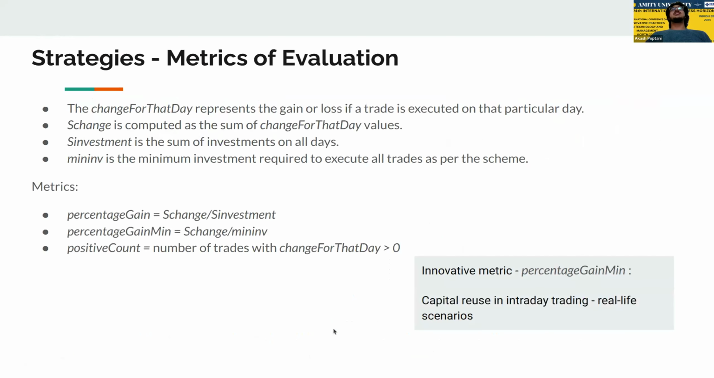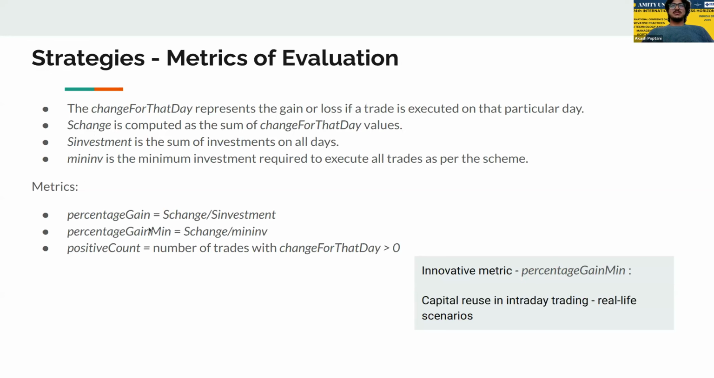for the further analysis. The second stage of the analysis is where I have formulated a few strategies. And for the strategies, I have involved 3 major metrics. This was calculated for 30 trading days, where I've calculated the change for every day. So change for every single day is like a gain or loss for every single day. And then there is the sum of changes, which I have represented as S change, which is the sum of every single day's changes value, and then S investment, which is the sum of investment of every single day. Min investment is the minimum investment required to execute all the trades as per the scheme.